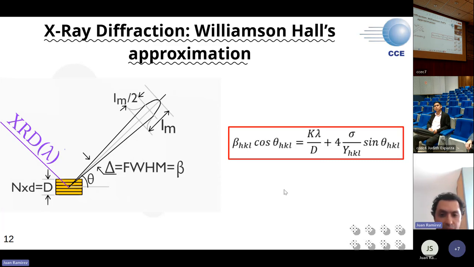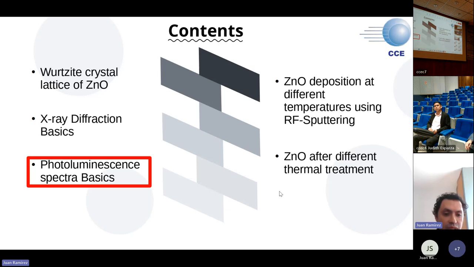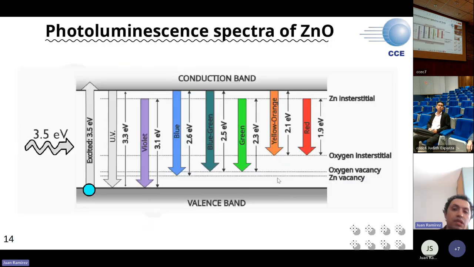Crystal phase. So about the photoluminescence spectral basics, for the zinc oxide, we can apply an excitation wavelength. In this case, it's ultraviolet. We apply this ultraviolet light, and we can say there is an excitation of the electrons. It is passed from the valence band to the conduction band.